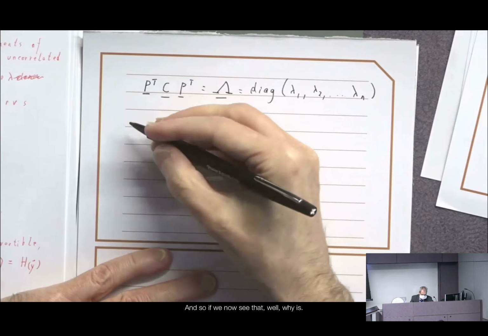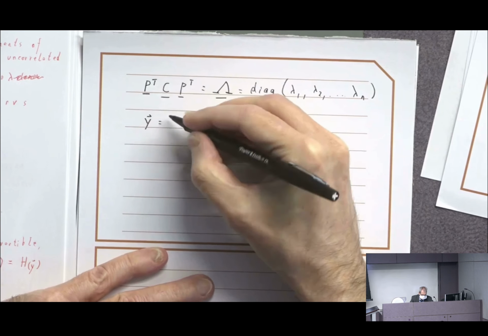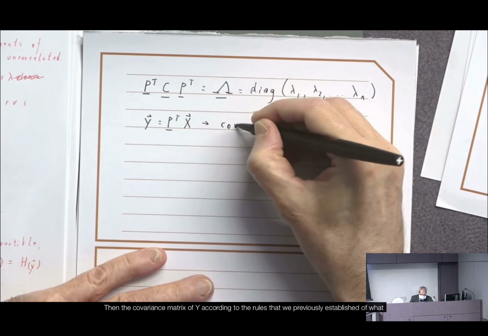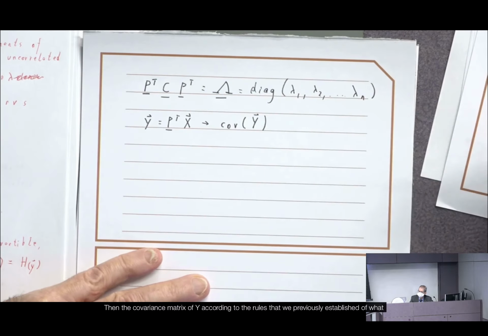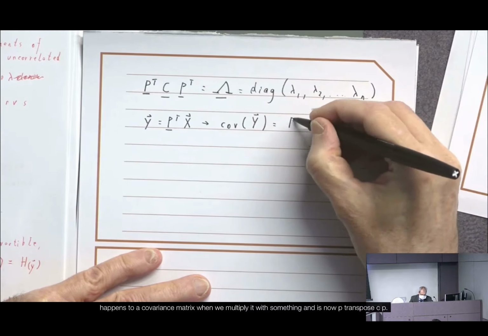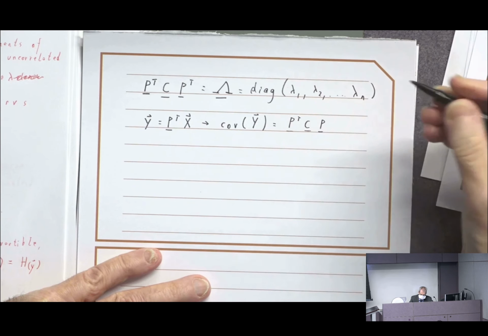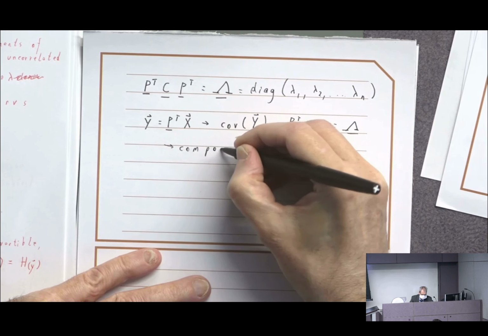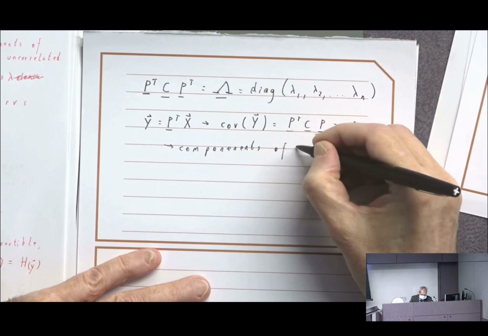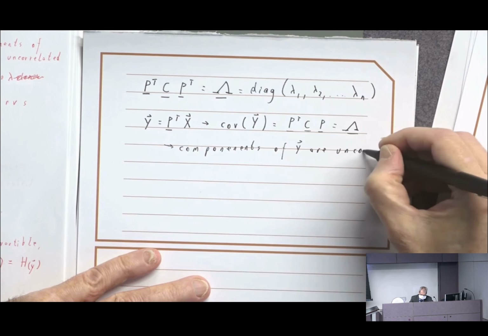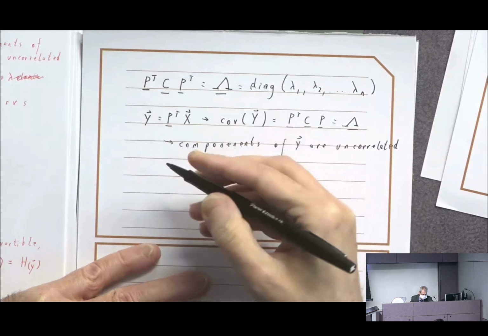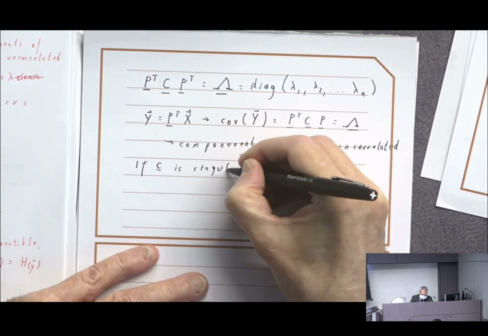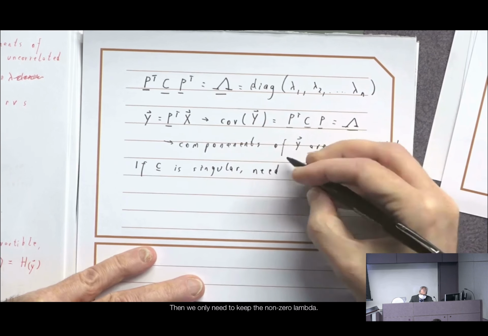And so if we now say that Y is P transpose X, as we postulate for a Karhunen-Loève expansion, then the covariance matrix of Y, according to the rules that we previously established of what happens to a covariance matrix when we multiply it with something, is now P transpose C P, and that's exactly lambda. Which means that the components of Y are uncorrelated. And if C is singular, then we only need to keep the non-zero lambda.